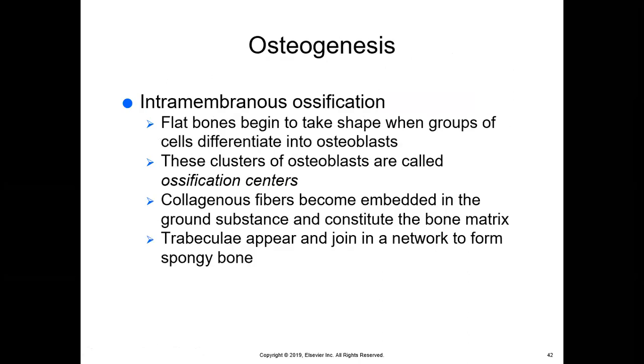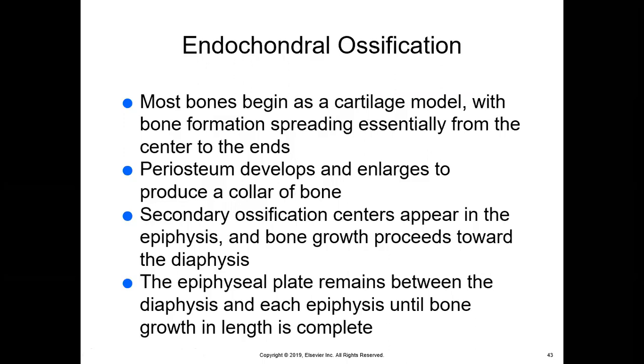Okay, then we look at osteogenesis. Osteogenesis is the formation of bone. With intramembranous ossification, what I want you to know is that this is how flat bones are developed. I'm not going to go in depth with intramembranous ossification, just know that this is how flat bones are developed. Then you have endochondral ossification, and endochondral ossification is how the long bones develop.